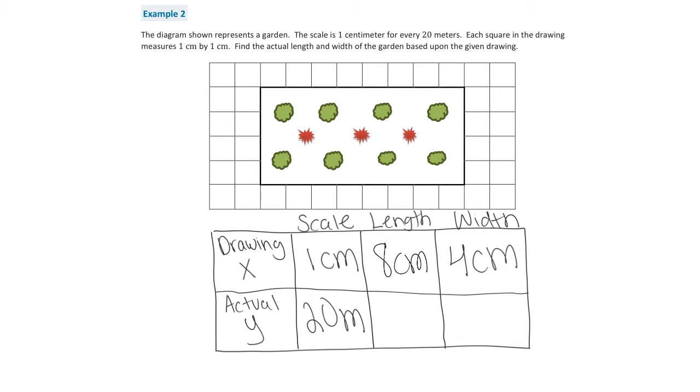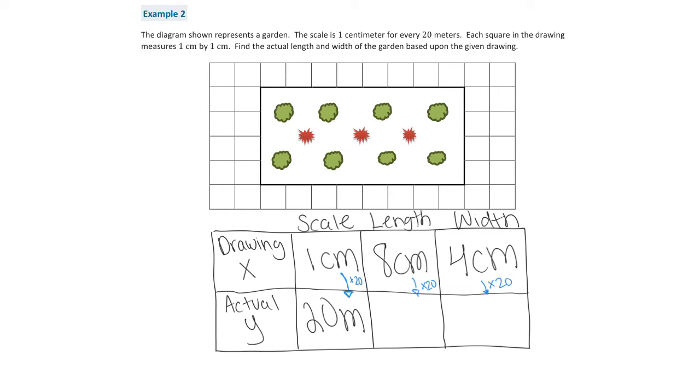Now we want to look at the relationship between our scale to determine the length and the width. So I have 1 centimeter going to 20 meters. That means I'm going to multiply this by 20, because I know 1 times 20 will give me 20. Now, when I do it here, I need to do it to my other X values. So I'm going to say times 20, times 20. If you want to put the arrows, go ahead.